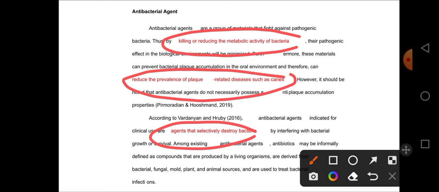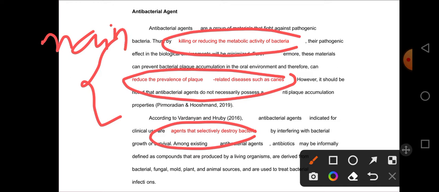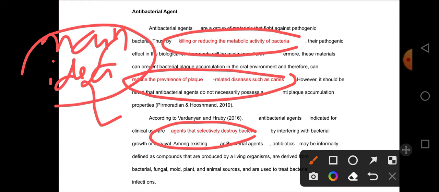Okay, if you were to analyze the following phrases, do you think that they contain a single idea? Do you think that they contain a singular main idea? Obviously, the answer is yes. So we have here killing or reducing bacteria. We have here destroying bacteria. Okay? They contain a single main idea.